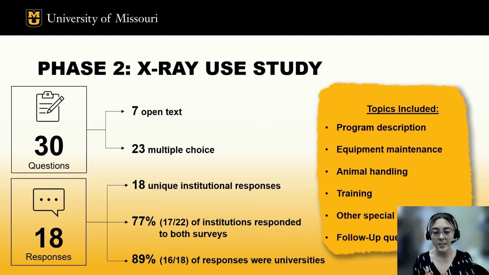So the next part of my study was focusing on X-ray uses. I made a new survey, and I sent it out to the same group of people, and then expanded it to see if there were any other people that wanted to respond. For this survey, I got 18 responses, and I had 30 questions. A couple different topics I covered were, again, how do you set up your program? How do you maintain your equipment? What kind of animal handling requirements or practices do you implement? Different types of training topics. And then I made sure to follow up on any additional questions from the RAM survey that people had.